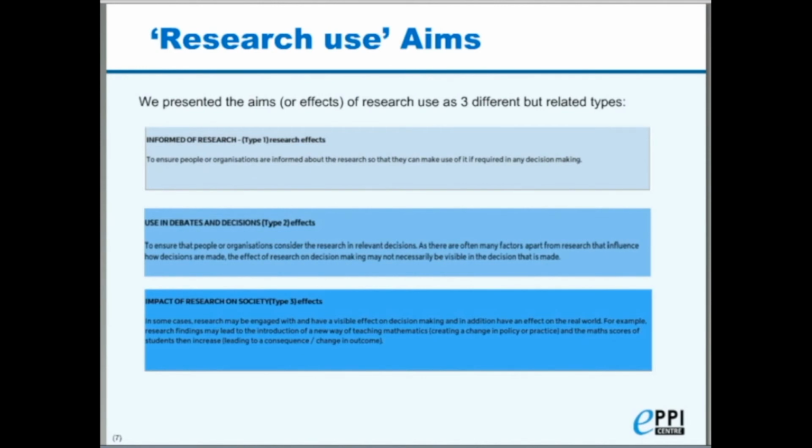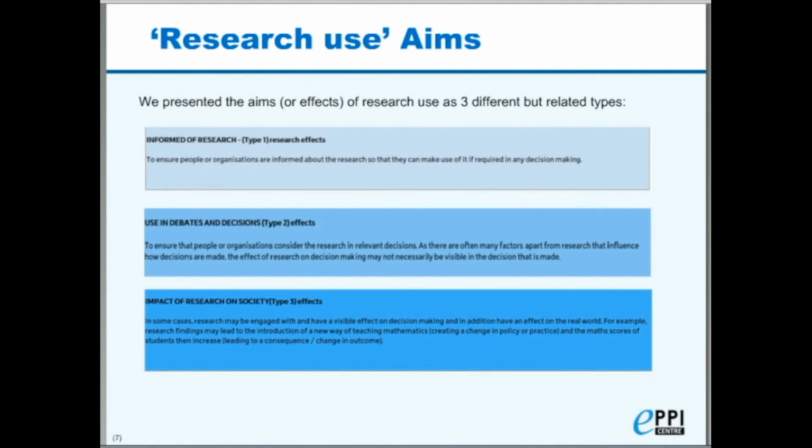And of course, influence or impact can be planned or unplanned. It can often come down to serendipity. It's not always possible to control all of the factors that influence how decisions are made and those consequences of the decisions. But we did want to show that there are steps that you can take to maximize the likelihood that your research is used.